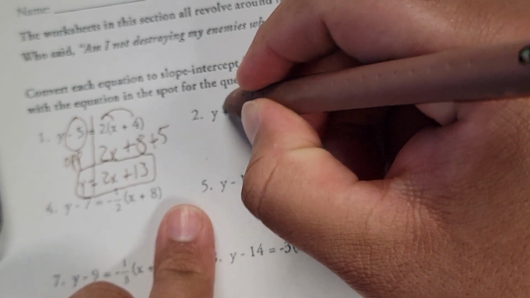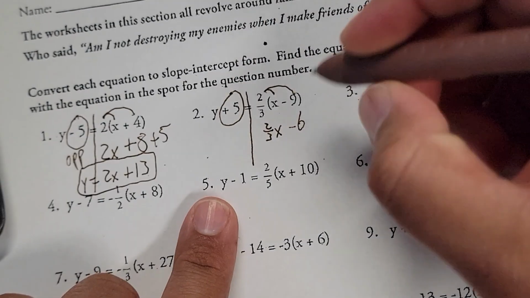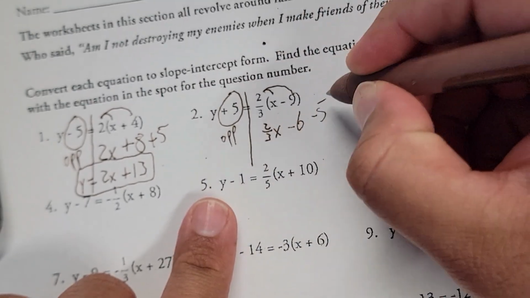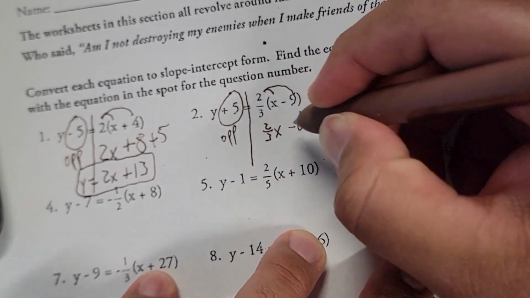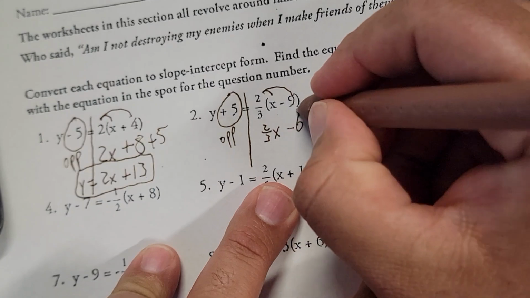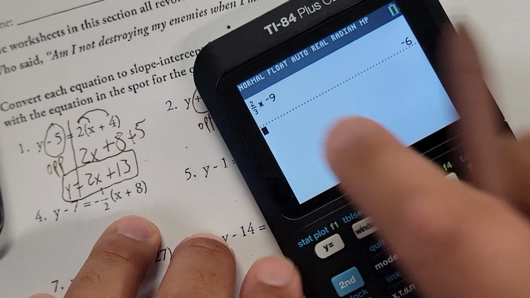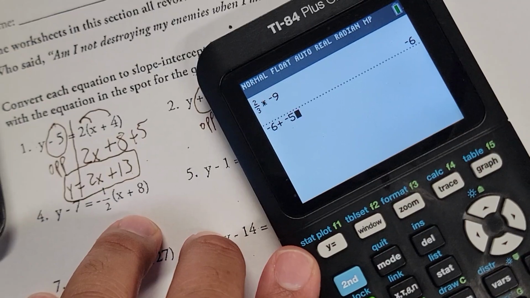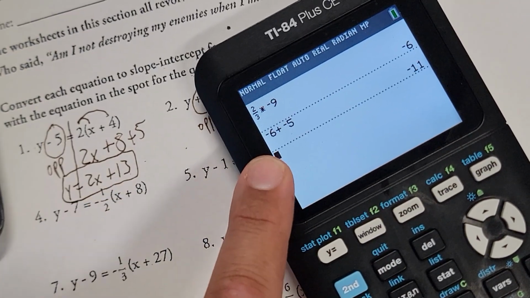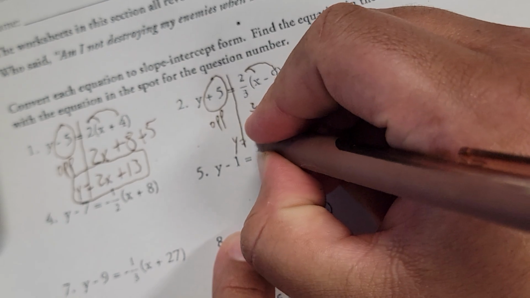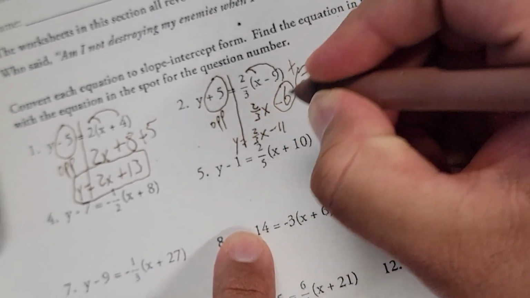Okay, and then whatever this is, all right, the opposite is minus 5. So I have negative 6 and minus 5. You need to add them together, guys. You need to combine the ones with no x. All right, add them. So it's going to be negative 6 plus negative 5, like that. You get negative 11. So my answer is y equals 2/3 x minus 11.